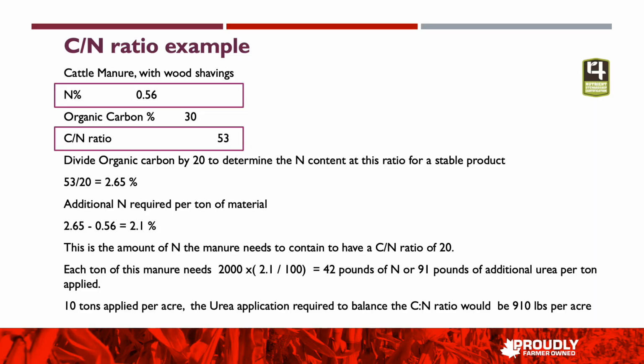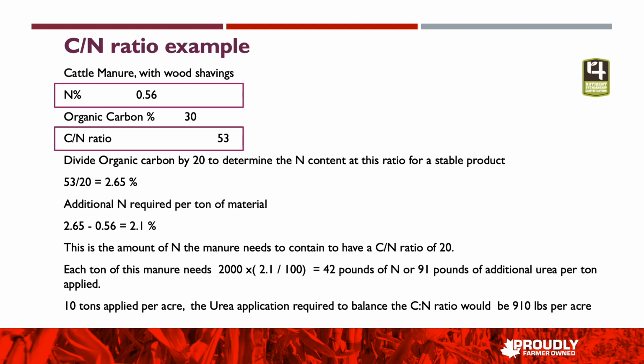So here's a real world example from my former life. A manure sample was sent in mid-season after a barley crop was doing poorly. The farmer had an opportunity to get this manure at no charge. When we did the analysis, we found nitrogen at 0.56%, organic carbon at 30, and the carbon to nitrogen ratio at 53. So we know right off the bat a lot of immobilization would have occurred on this field.